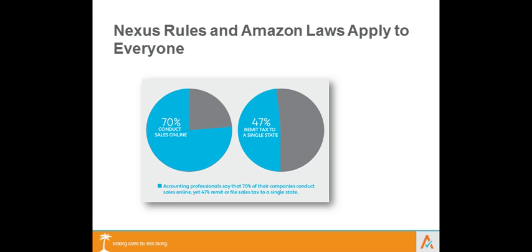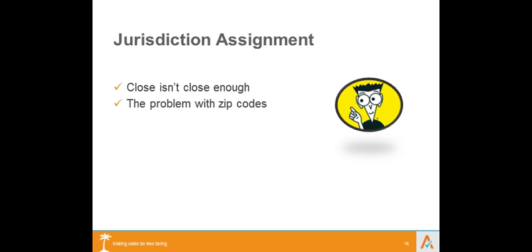One of the things that we did in terms of putting together this presentation is do some research around online sales and what companies are doing. And it's kind of surprising to see that 70% of companies conduct sales online. Of those companies, 47% only collect sales tax in a single state, which means that they're not collecting in states that have passed Amazon laws. They're maybe unaware of what's happened legislatively that impacts their businesses.